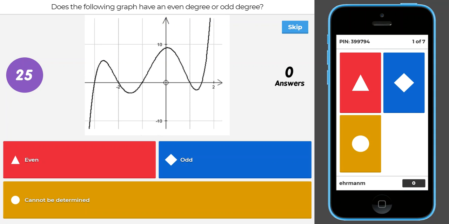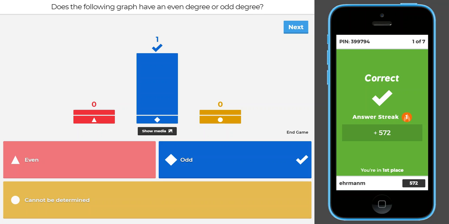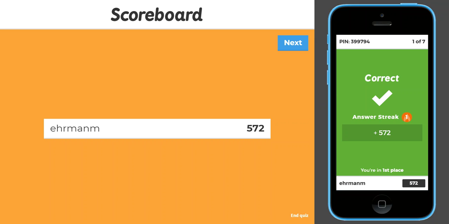If we have a picture of a graph here, does the graph have an even degree or an odd degree? Well, if the tails are pointing in opposite directions, then that tells me that this has an odd degree. If they were pointing in the same direction, we'd have an even degree. So we know that this can be determined. This graph has to have an odd degree, which is the blue diamond, so I'll make that selection. Okay, so there shouldn't be any surprises there for that one.